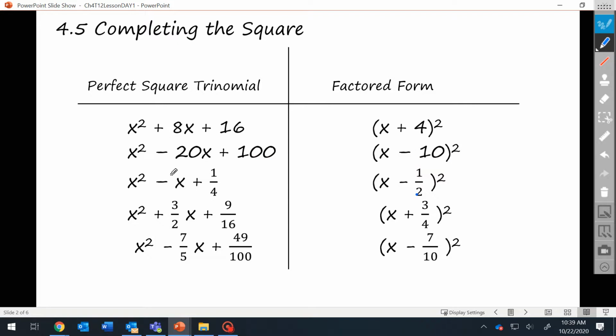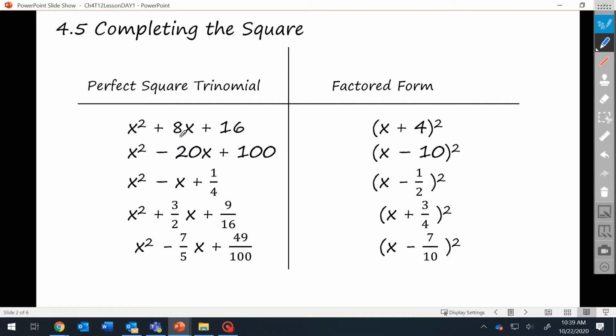Negative 1/2 is half of negative 1, and it's the square root of 1/4. Same thing here. 3/4 is half of 3/2, and it's the square root of 9/16. Negative 7/10 is half of negative 7/5, and it's the square root of 49/100. So this does have relationships with these two. And this is actually going to help us find something important here. It's actually going to help us create perfect square trinomials.